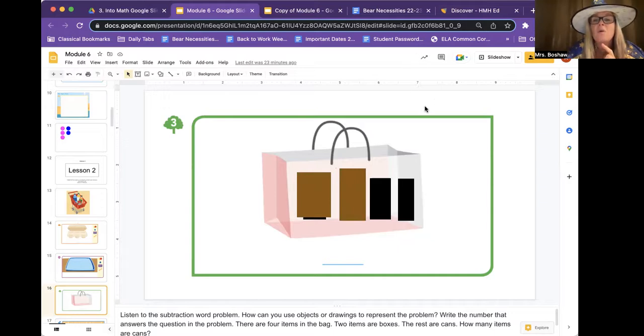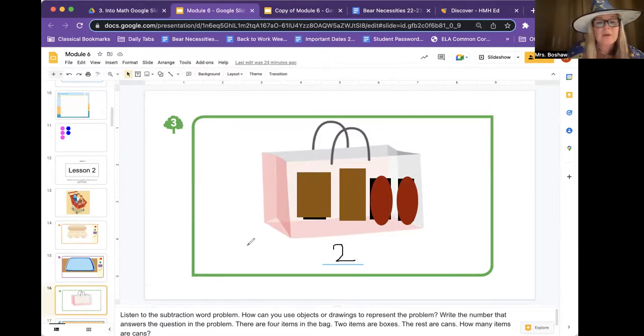Now, some of them are cans. We don't know how many are cans. What do you think? Let's look. We'll go until we fill them all in. 1, 2. So how many are cans? 2. Yes. 2.